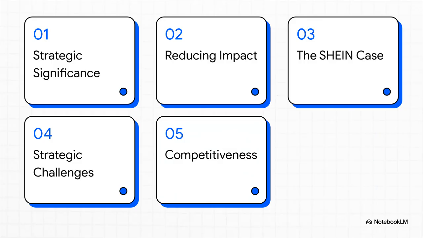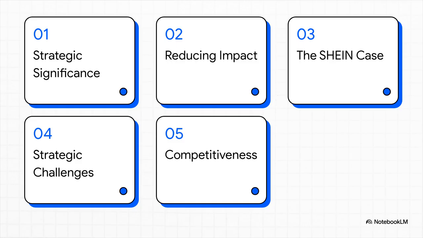Here's our roadmap for today's session. 1. Strategic significance of sustainability. 2. Methods of reducing environmental impact. 3. Application, the Sheen case. 4. Analyzing strategic operational challenges. And finally, 5. Impact on business competitiveness.